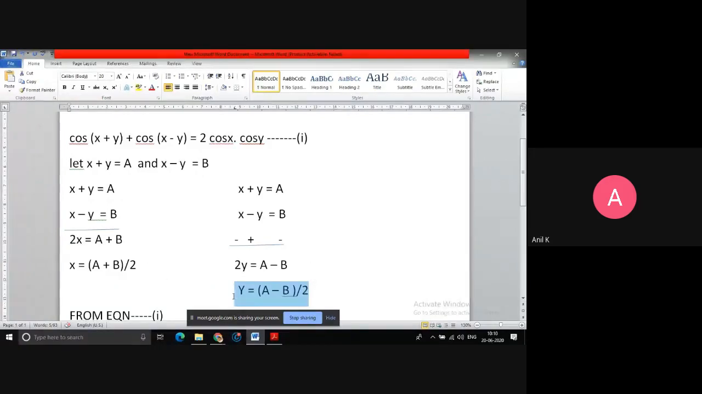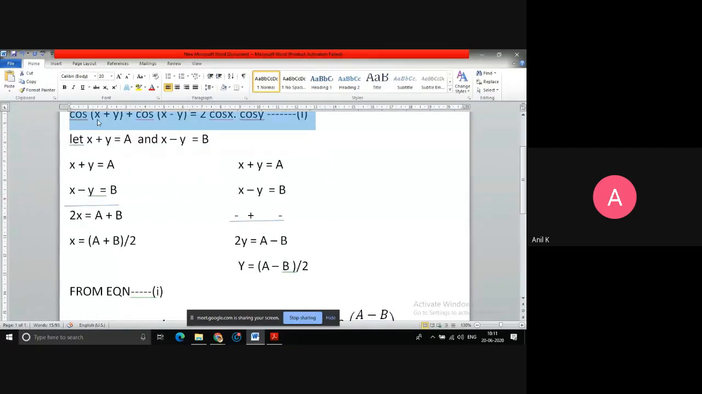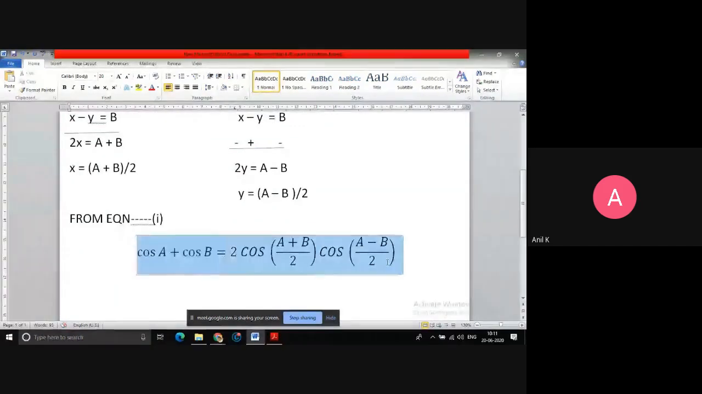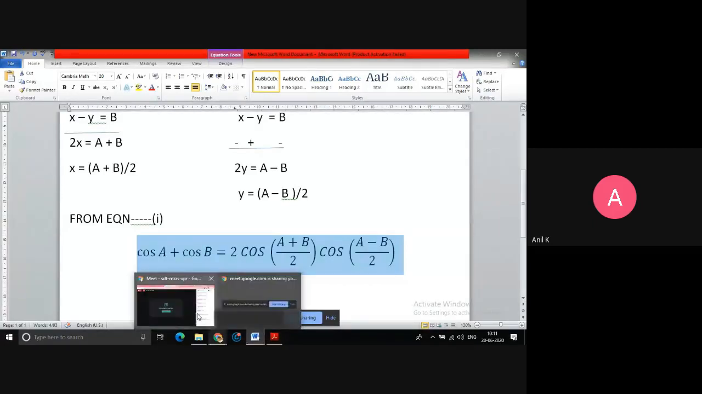Once I got x value, y value, I'm going to replace everything in equation number 1, like x plus y as a, x minus y as b, x as (a plus b) by 2, and y as (a minus b) by 2. Okay. So after replacing everything, we reach the formula as cos a plus cos b equals 2 cos (a plus b) by 2 cos (a minus b) by 2. Is this clear for everyone?